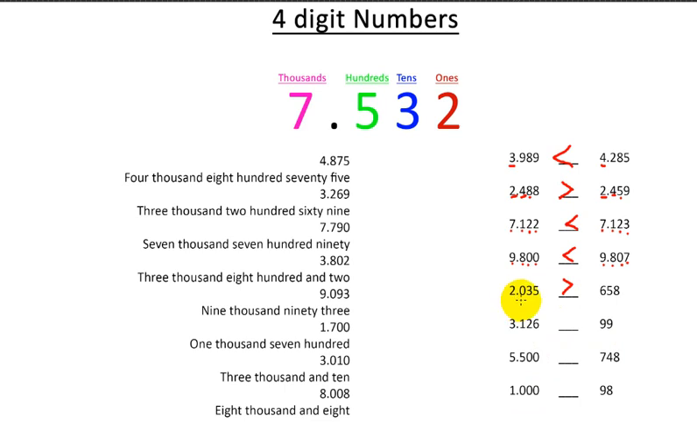So let's say I have 2035 pencils or something, and you have 658. Who has more? I have more in that case. If you have 3,126 pencils and I have just 99, who has more? You know that you have more. You can imagine 3,126, and you can also imagine 99, and you know that 99 is way less than 3,126.